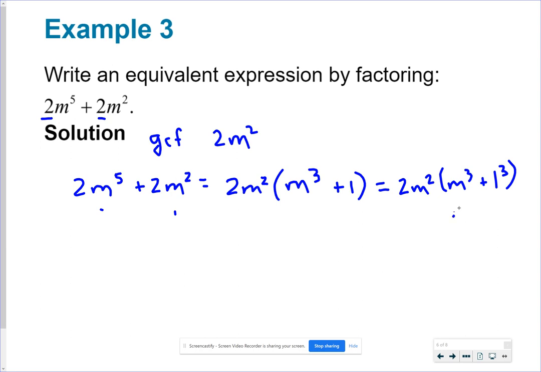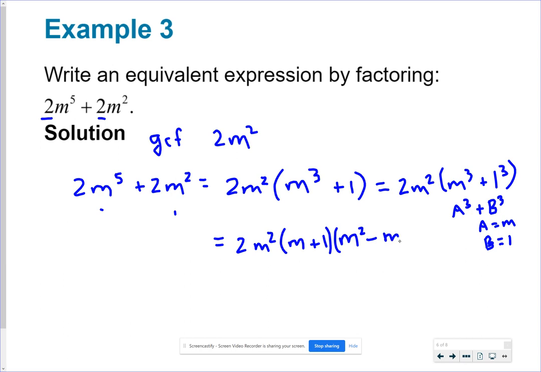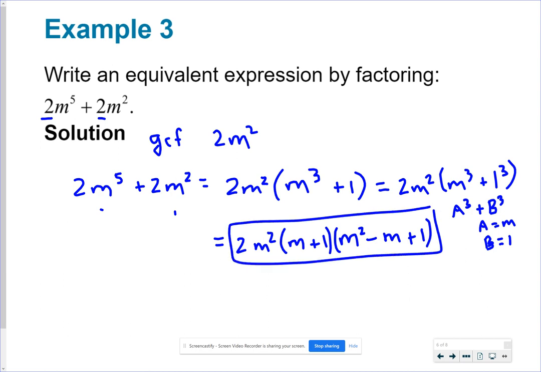So I've got a sum of cubes here. I've got an a cubed plus b cubed. So we can factor that as a plus b. So we're going to replace the a with an m, the b with a 1. So we're going to have a plus b, so m plus 1 times a squared minus ab, so 1 times m, plus b squared. But 1 squared is still 1, and now we are done. That's how we use the formula.